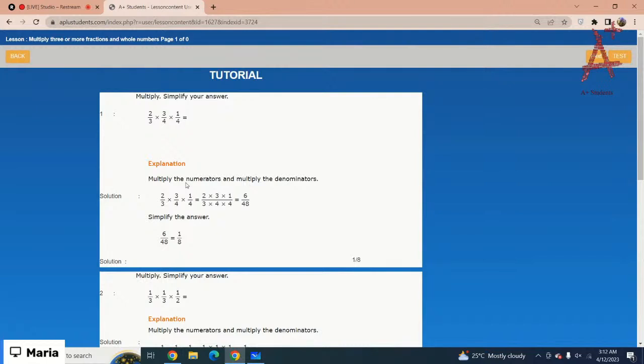If you have any question, you can just write down the question in the chat box. The lesson name is multiply three or more fractions and whole numbers. Grade 6 maths. The chapter is multiply fractions and the lesson is multiply three or more fractions and whole numbers. The one I just started.